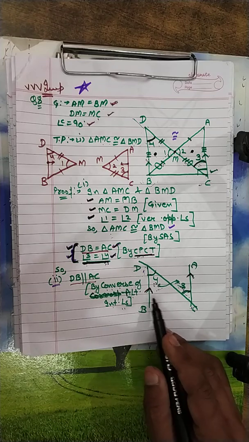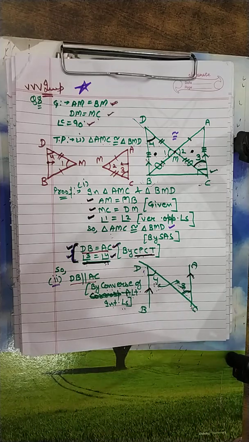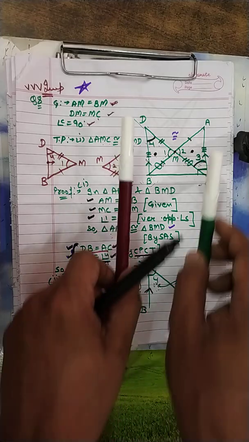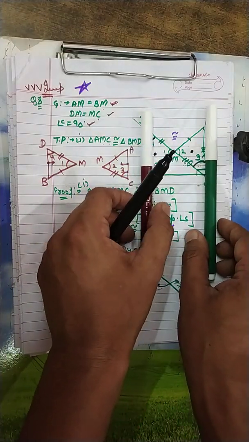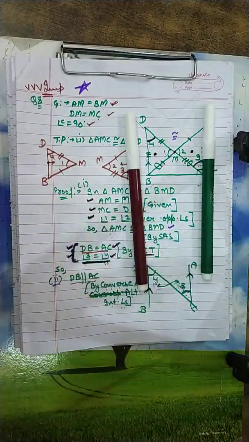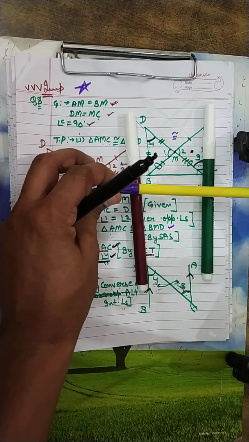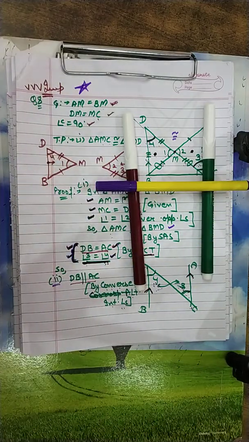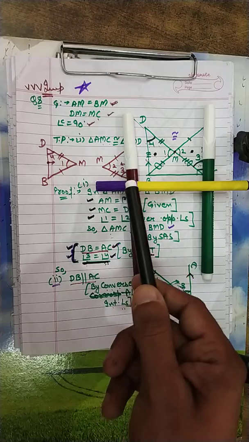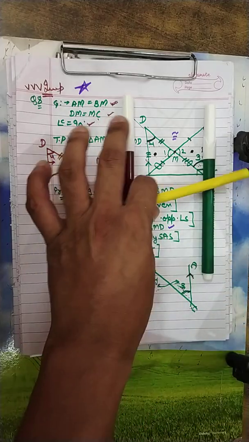Now what is the need of those parallel lines? Obviously, if both the lines are parallel, and BC is a transversal, then we can say that angle B and angle C follow the co-interior property.